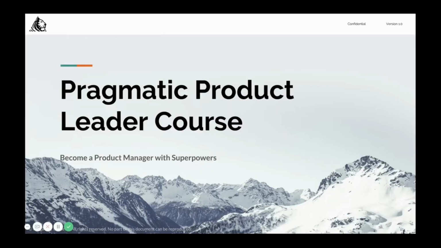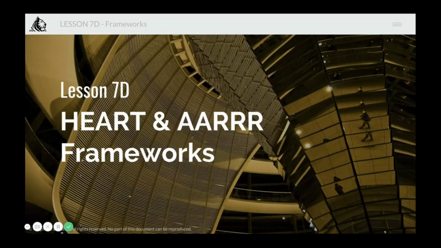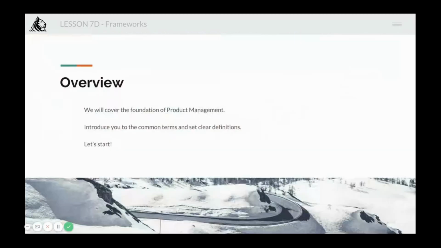Hi. So now that we have covered metrics, KPIs, and have seen some of the examples, it's about time to look at some of the frameworks that you can employ to use metrics very effectively. I'll begin with one of the most popular frameworks, which is HEART and AARRR. It's also called Pirate Metrics. It was coined by Dave McClure of 500 Startups. So let's deep dive.